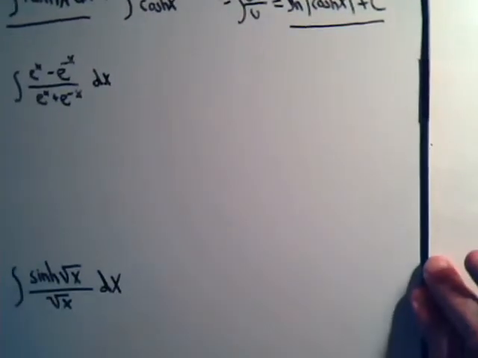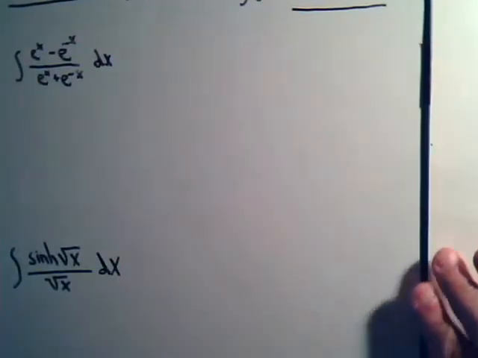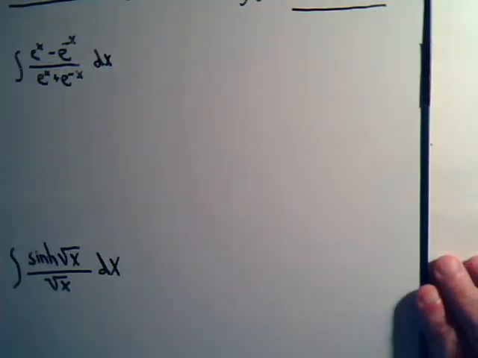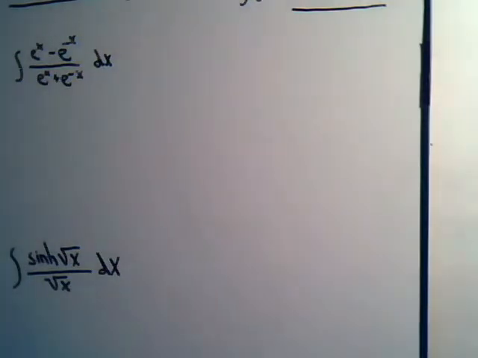And finally, we have this one to look at. Here we have the integral of the hyperbolic sine of the square root of x divided by the square root of x. And here, we don't see much else we can do. Let's just try and express this in terms of its basic definition.